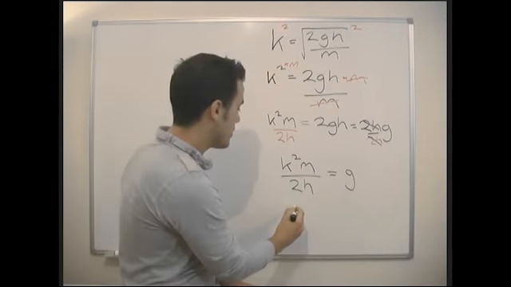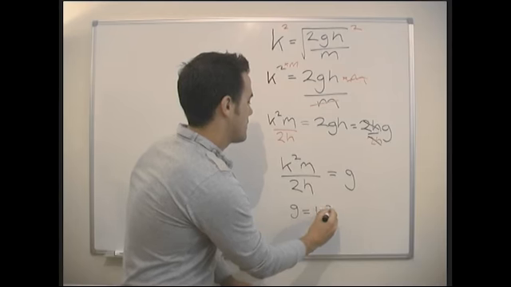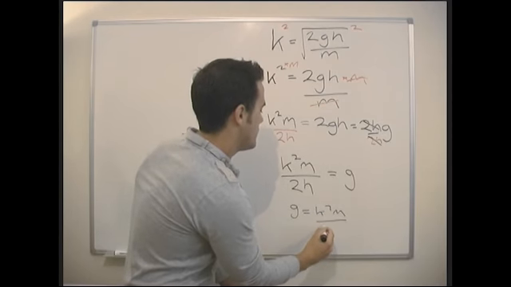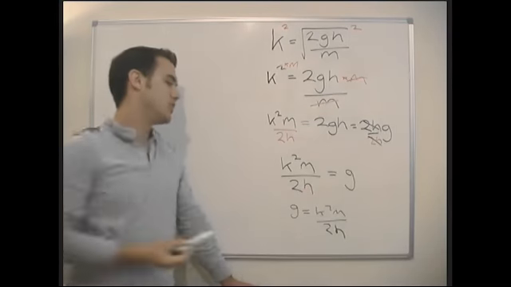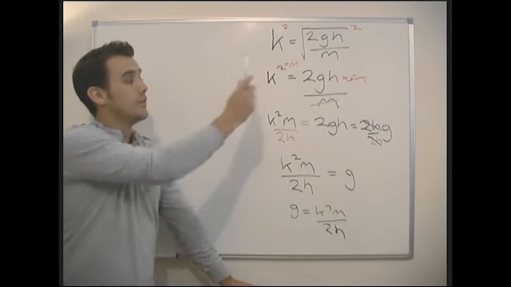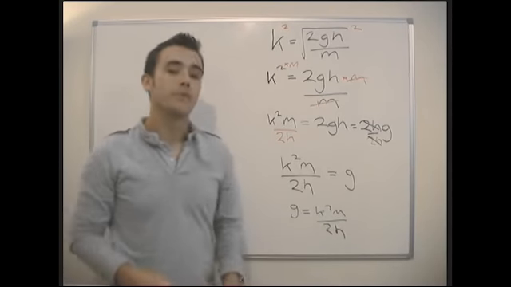If we wanted, we could write it the other way around. We could write g equals k squared n over 2h. It doesn't actually matter what way around we write it. We've got g as the subject. We've solved that equation. We can just plug our values in and we'll find out what g must equal.